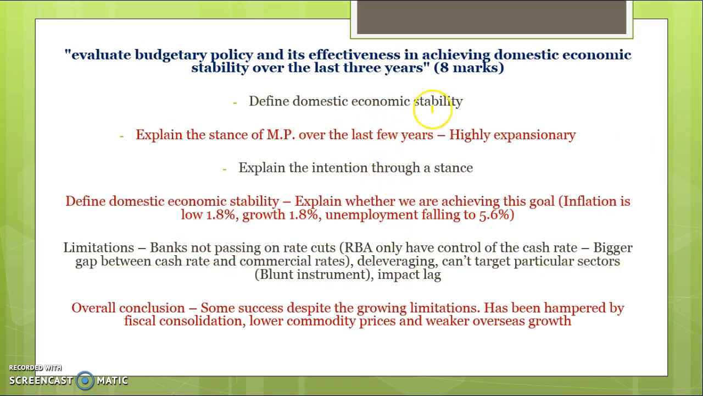Same with budgetary policy. Define domestic economic stability. Explain the stance of budgetary policy. So, sorry, I haven't changed this slide to talk about budgetary policy. Just ignore this bit.